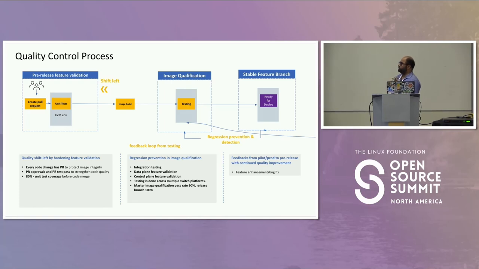These stages are very important, and any feedback goes back to any of the stages. For example, if we find issues in image qualification, or even in the pilot or production, whatever issues we observe, we try to bring them back as a feature request or bug fixes, and we make the changes again with the same process. In this also we want the community to help us. Anything you find ahead of time, we want your support to look into it and help us build faster solutions.